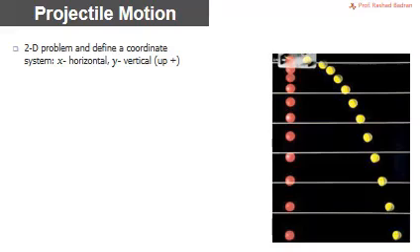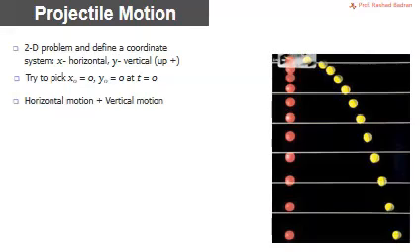As we said, our strategy for two-dimensional motion is to choose a Cartesian coordinate system, where the horizontal axis is the x-axis, the vertical axis is the y-axis, and the positive direction is upward. For the initial conditions, we set the initial position x and y as 0 at time t equals 0. This will simplify the problem.